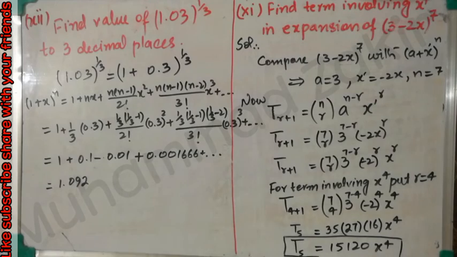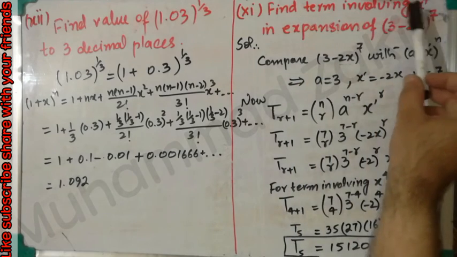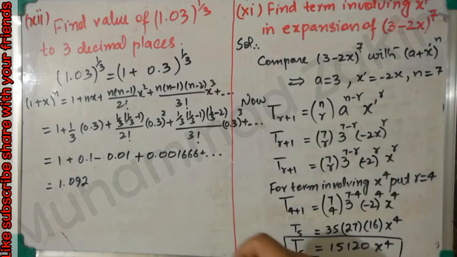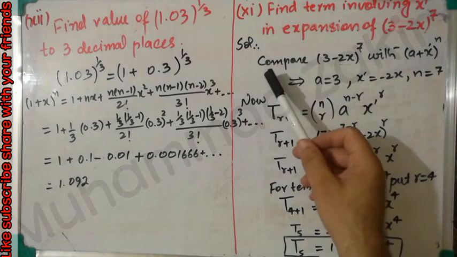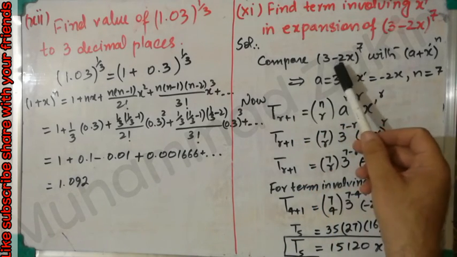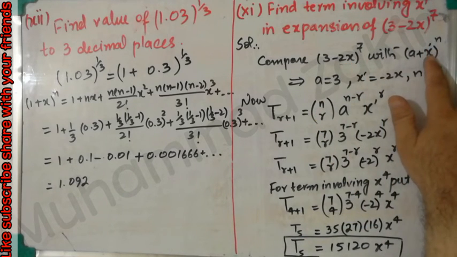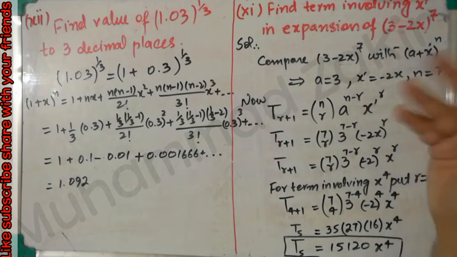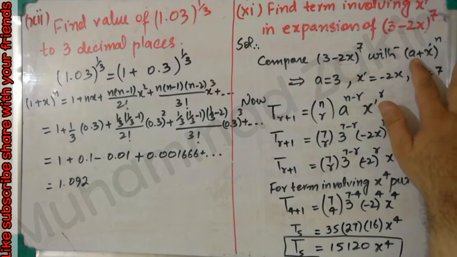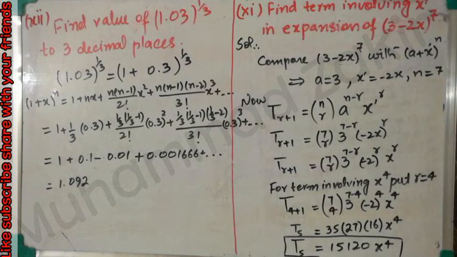Okay, next. Next he says find the term involving x power 4 in the expansion of (3 minus 2x) power 7. The solution begins with comparison of this with the general form. We write minus 2x as x prime. Otherwise, the general form is (a plus x) raised to power n.